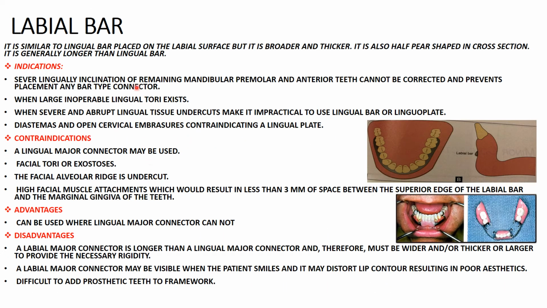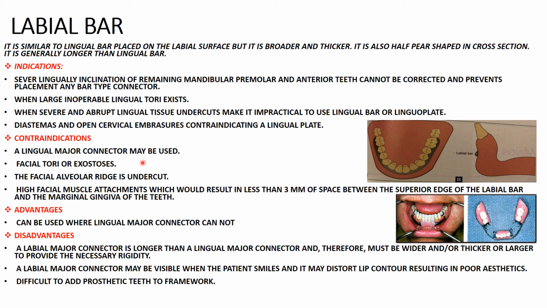Then the labial bar. It is similar to the lingual bar, but it is placed on the labial surface and it is broader and thicker than the lingual bar. It is also half pear shaped in cross section, and generally longer than the lingual bar. Indications: if there is severe lingual inclination of the remaining mandibular premolars and anterior teeth, if there are large inoperable tori, if there are severe and abrupt lingual tissue undercuts, and in cases of diastema and osseous cervical hemorrhages contraindicating a lingual plate, you can use a labial bar.